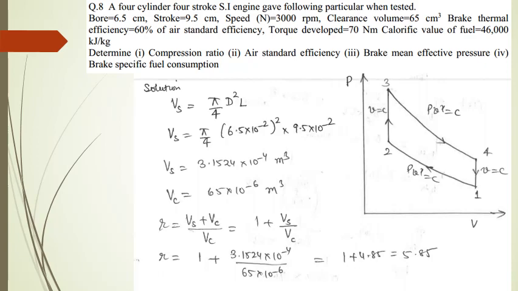Now the swept volume comes out to be 3.1524 into 10 to the power minus 4 meter cube, and the clearance volume, which is given, can be written as 65 into 10 to the power minus 6 meter cube. Now r, the compression ratio, is equal to Vs plus Vc upon Vc. So its value comes out to be 5.85 by putting the values in the formula.